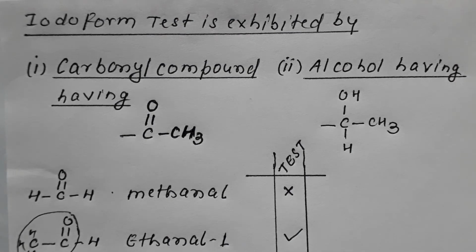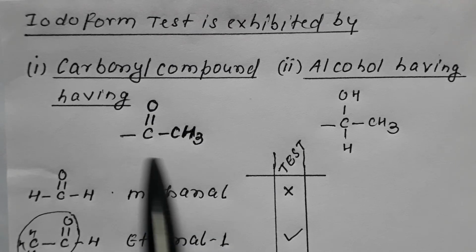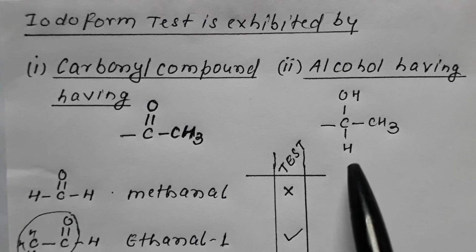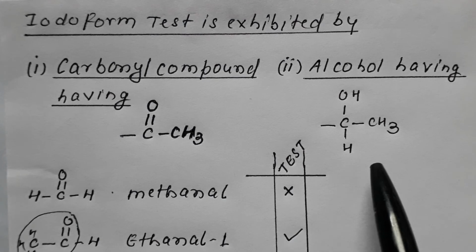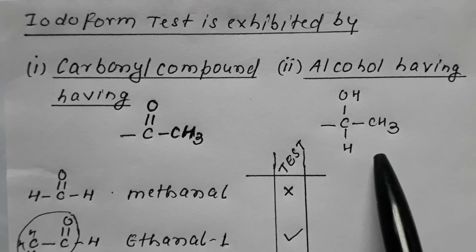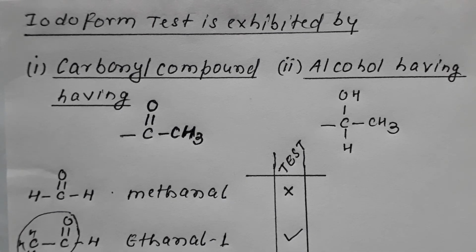exhibit the iodoform test. So for any carbonyl compound to exhibit the iodoform test, this group should be present, and for any alcohol to exhibit this test, this group should be present. Only by the presence of this group in case of carbonyl and this group in case of alcohol, the iodoform test would be exhibited. So let us discuss in detail.